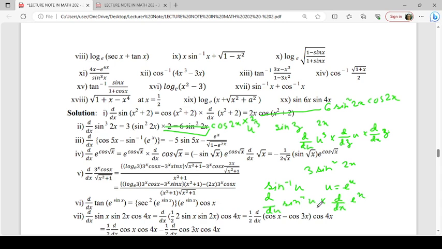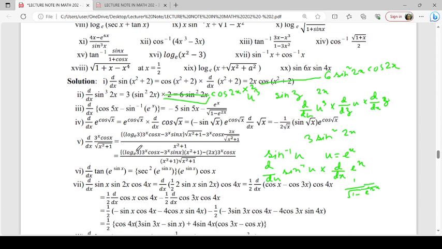So sine inverse u means it is 1 by root over 1 minus u square, u is e to the power x whole square, it is e to the power twice x, into e to the power x, the derivative of e to the power x is e to the power x. So this one is e to the power x by root over 1 minus e to the power twice x. Then this is again chain rule.